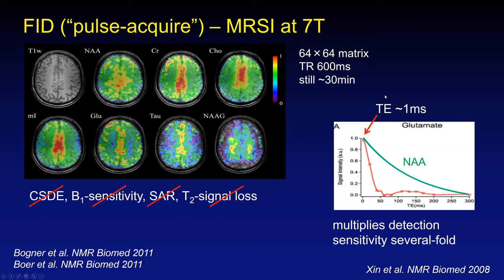And a major advantage is that we have acquired basically FID spectra with an acquisition delay close to 1 millisecond. So there is no signal loss associated with this. And this is exceptionally important for J-coupled metabolites, which have such a J modulation. So the signal intensity doesn't drop exponentially, but it drops much faster over the first couple of 30, 40 milliseconds echo time. So this multiplies the detection sensitivity several fold.